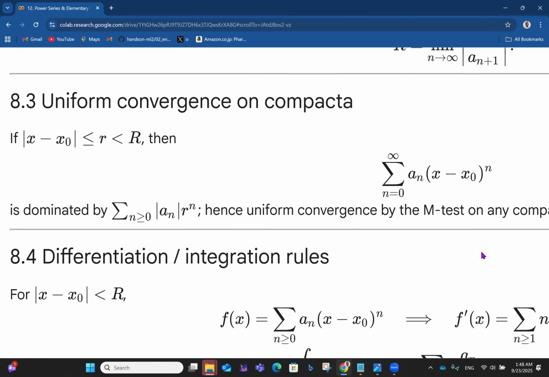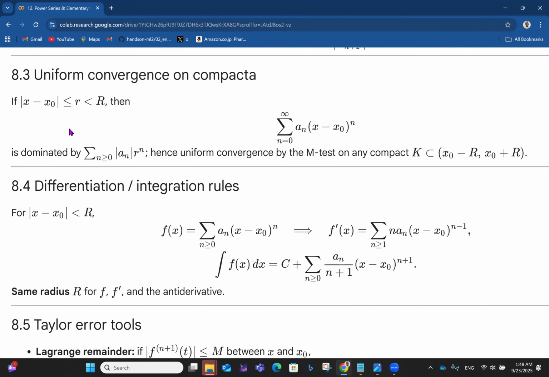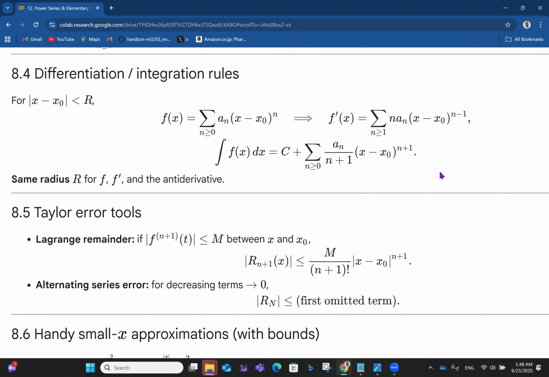Then you have uniform convergence on compacta. We've talked about this a couple of times before now. So you have absolute value of x minus x naught less than or equal to r, less than the radius of convergence, then summation from n equals 0 to infinity of a_n times x minus x naught raised to n is dominated by summation n greater than or equal to 0 of absolute value of a_n multiplied by r^n. Hence, uniform convergence by the M-test on any compact K which is a subset of x naught minus r, comma, x naught plus r. They have differentiation and integration rules also, which I think we've also seen a couple of times.